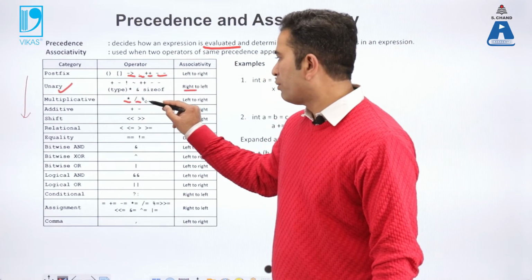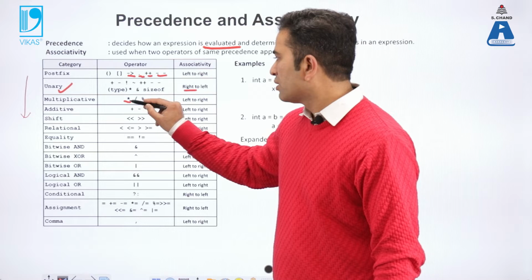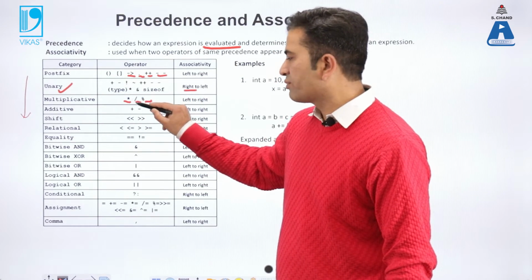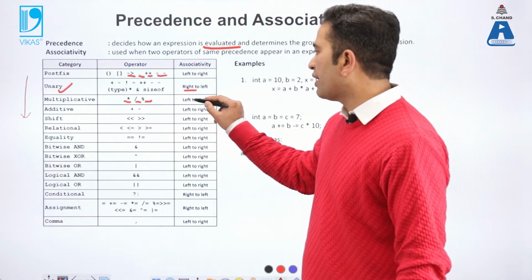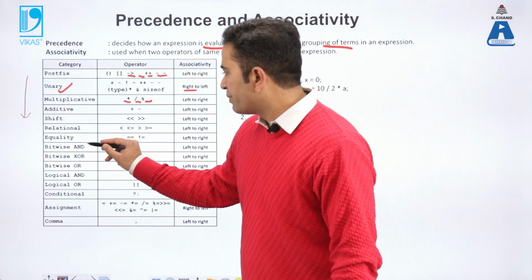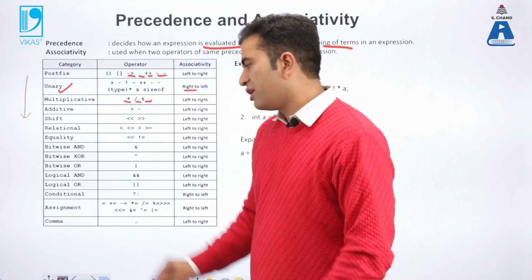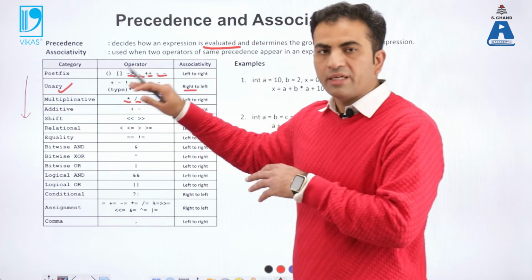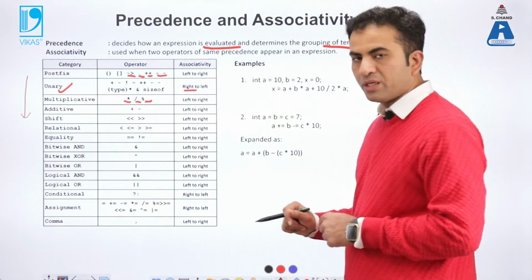Multiplication, division and modulus. If these come before subtraction and addition, then we have to solve the expression with these first, and the associativity is left to right, and so on. We will discuss bitwise, AND, XOR, OR later on. Okay, let's understand the concept of precedence and associativity with the help of these examples.